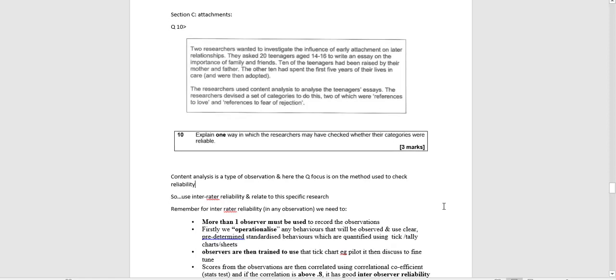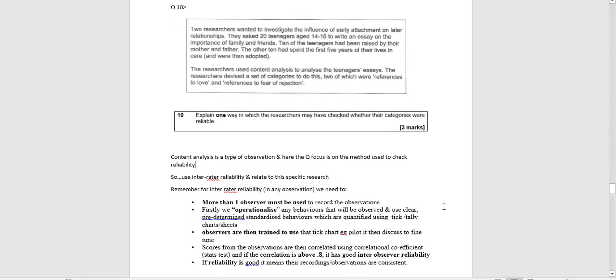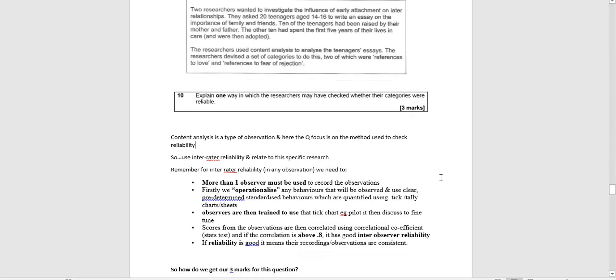However, having said that, content analysis is a type of observation. Here the question is on the method used to check the reliability of that content analysis, and we need to know about inter-rater reliability. Remember, there's quite a lot of information that you could include for inter-rater reliability, but we're only going to refer to enough to cover 3 marks. Again, we're trying to link it to the stem. It's important that we do that. So just to outline what we mean by it, and then you can choose which bits to include.